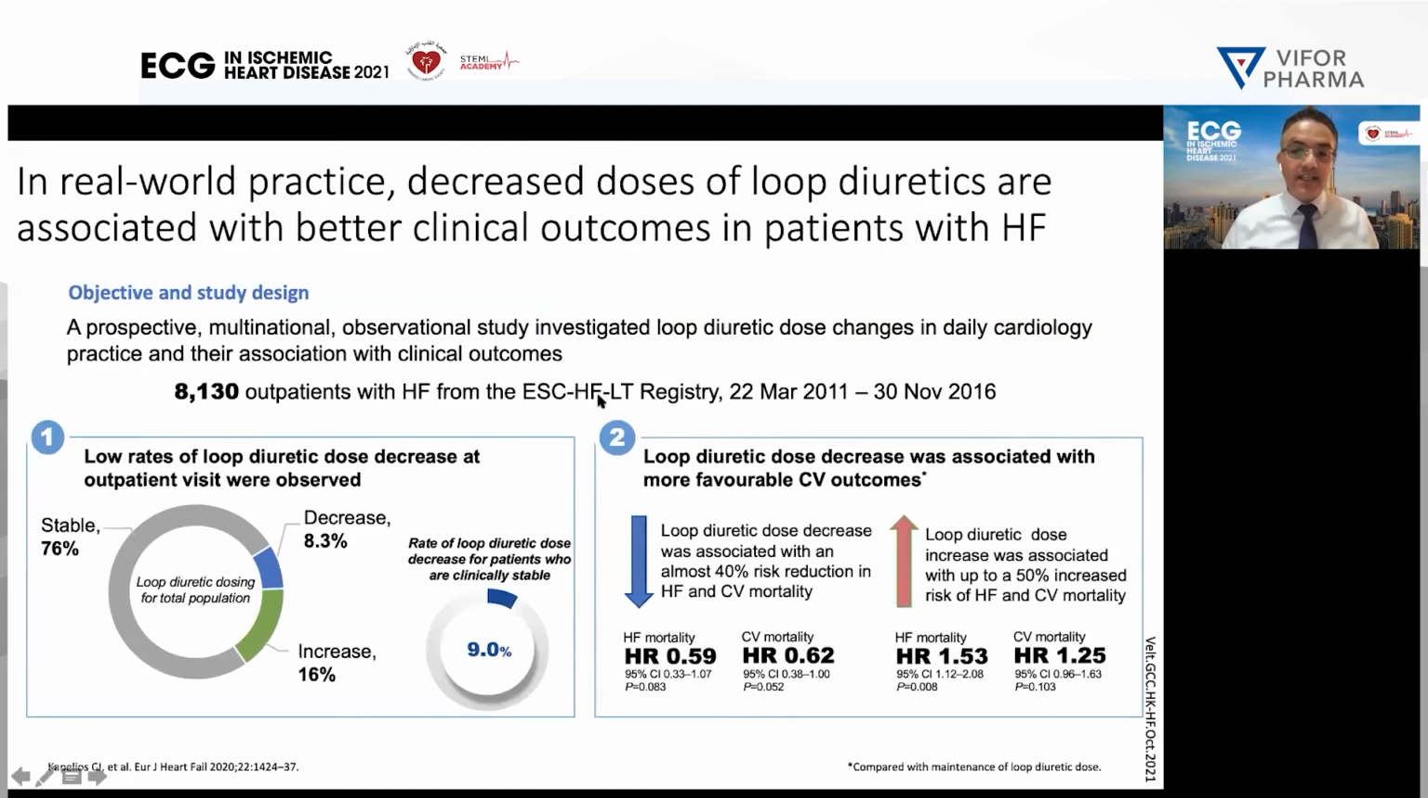Again, from real-world practice, decreased doses of loop diuretics are associated with better clinical outcomes in patients with heart failure. This is a study which enrolled about 8,000 patients with heart failure from a European registry between 2011 and 2016, and they wanted to investigate loop diuretic dose changes in daily cardiology practice and their association with clinical outcome. Loop diuretic dose decreases at outpatient visits were observed in 9%, and dose decreases were associated with more favorable cardiovascular outcomes. If the loop diuretic dose decreased, it was associated with an almost 40% risk reduction in heart failure and cardiovascular mortality. If the loop diuretic dose increased, it was associated with up to a 50% increase in risk of heart failure and cardiovascular mortality.